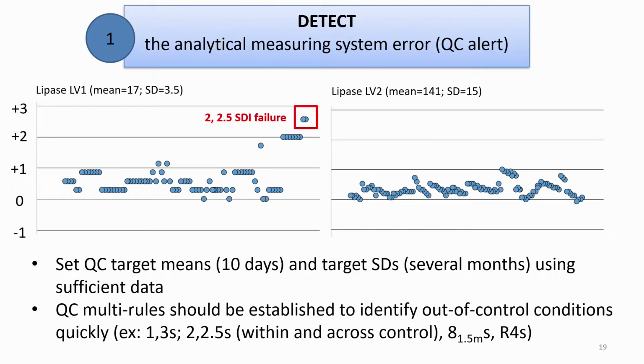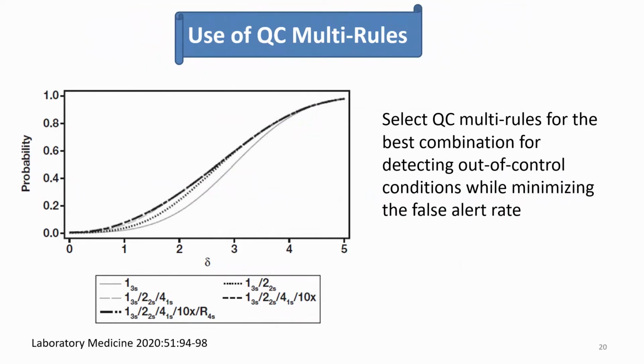That rule detects imprecision. Numerous publications have performed these kinds of power analyses as seen in this slide that really show that the use of QC multi-rules establishes the best combination for detecting an out-of-control condition while minimizing the false alert rate. The false alert rate is when the tech receives a QC failure, but there is no out-of-control condition present. We want to minimize the false alert rate because we don't want techs spending precious labor resources chasing down problems that actually aren't real.